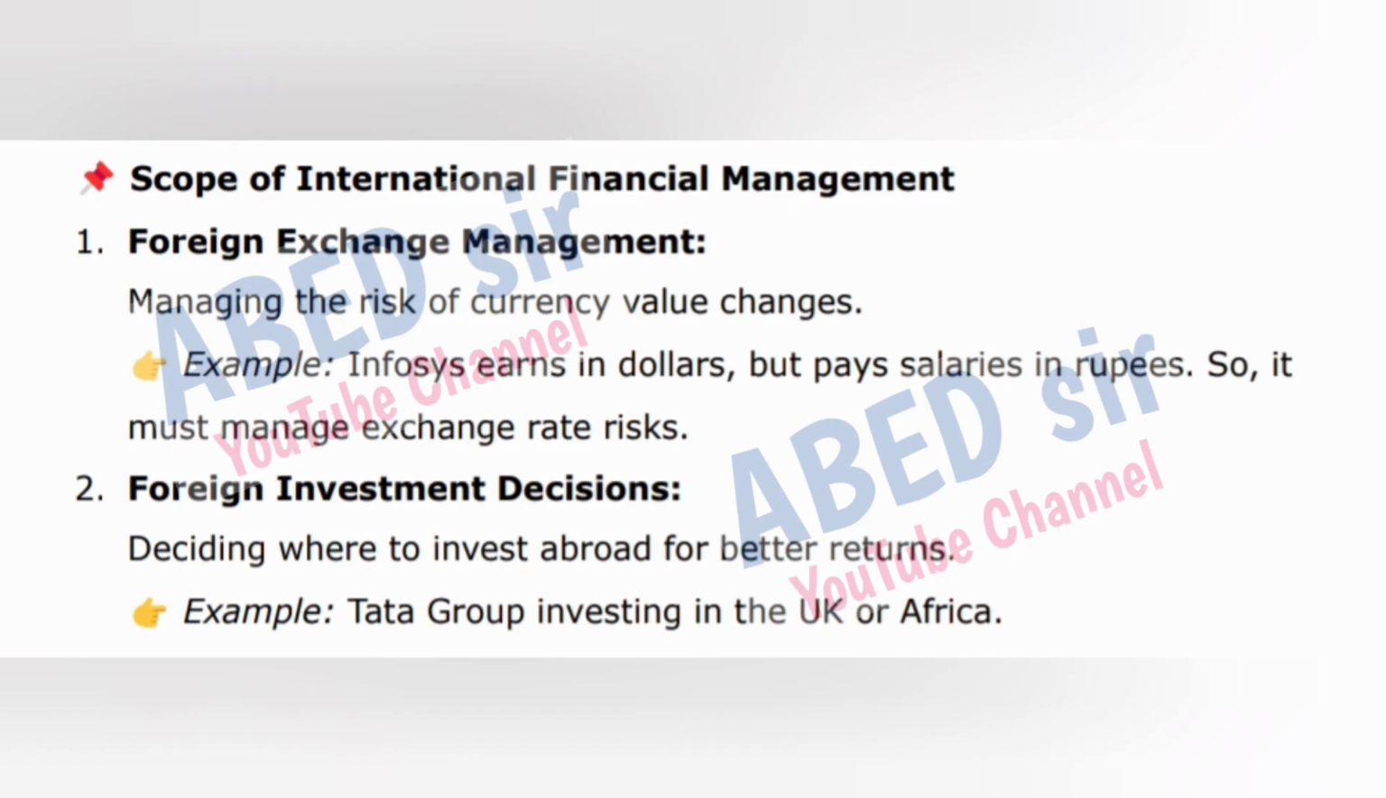Scope of international financial management. 1. Foreign exchange management. Managing the risk of currency value changes. Example, Infosys earns in dollars, but pays salaries in rupees. So, it must manage exchange rate risks. 2. Foreign investment decisions. Deciding where to invest abroad for better returns. Example, Tata Group investing in the UK or Africa.